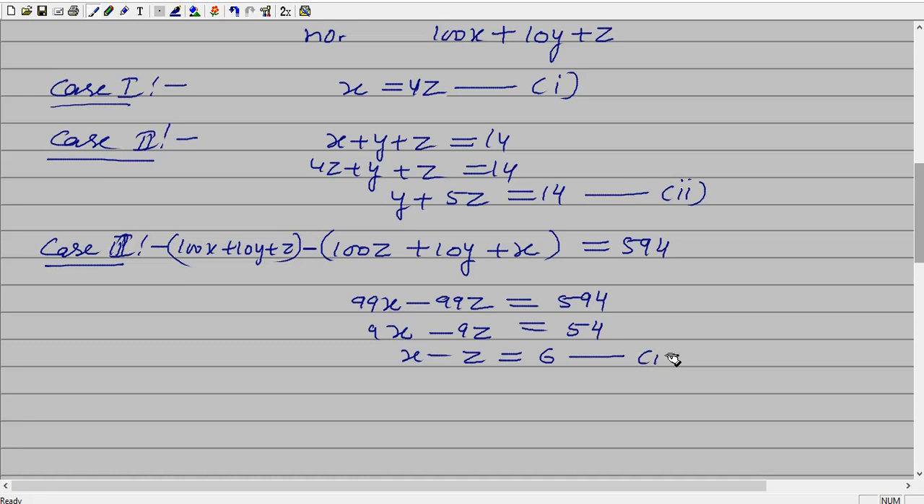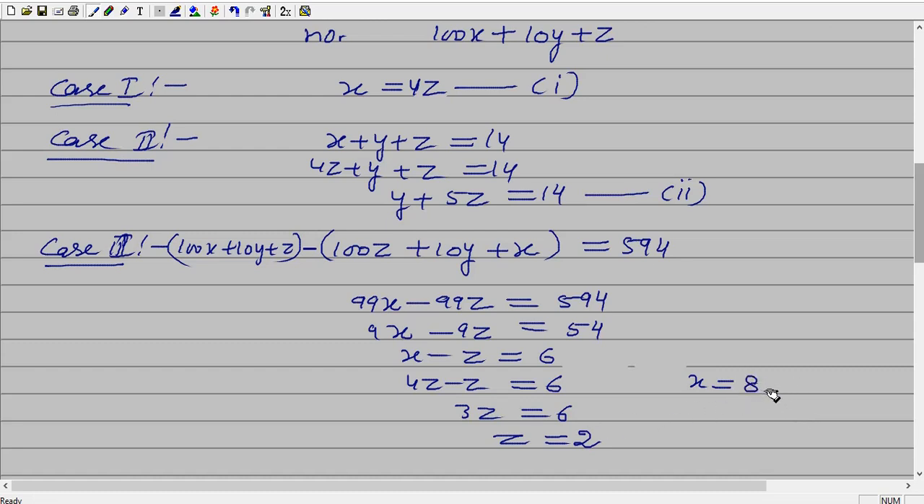Equation number three. First you can say again x equals 4z. So 4z minus z equals 6, 3z equals 6, z equals 2, since 3 2s are 6. Now z is 2, you can place z in equation 1, or you can say the number is 4 2s are 8.